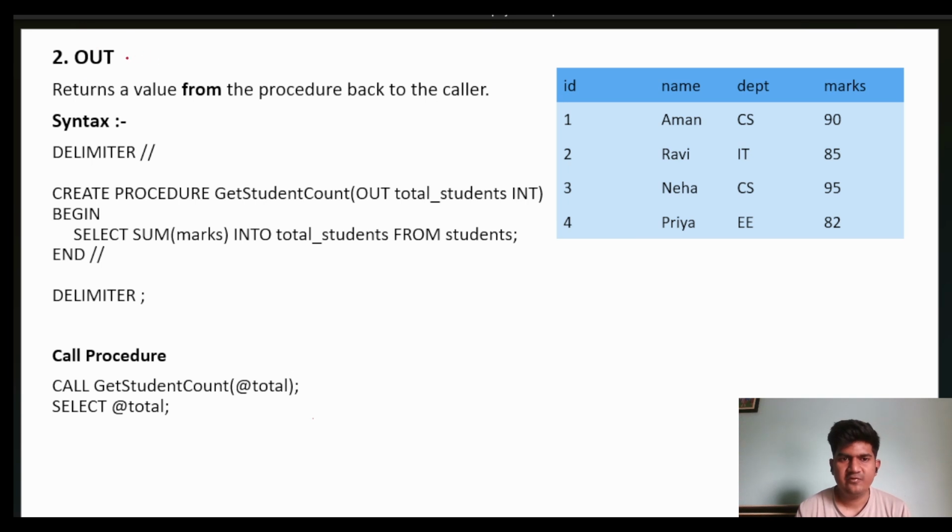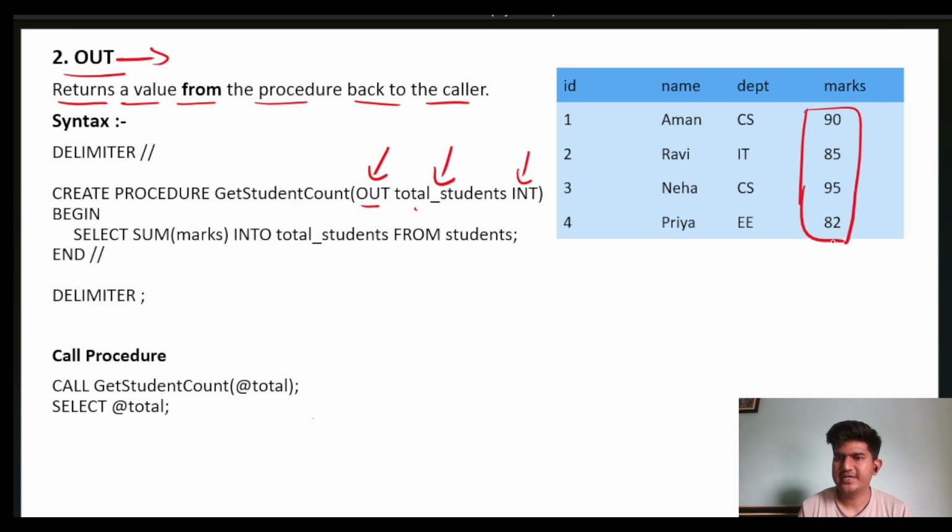Now the second type of parameter that we use is OUT. In this, we return a value from the procedure back to the caller. The syntax is similar. In place of IN, we use OUT. This variable will be returned back to the caller. It is of type int. Like if we want to calculate the sum of marks of all the students, we can use this type of procedure. So the syntax is similar.